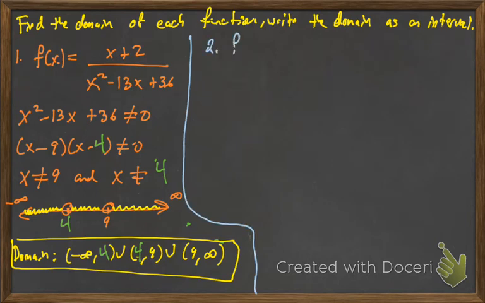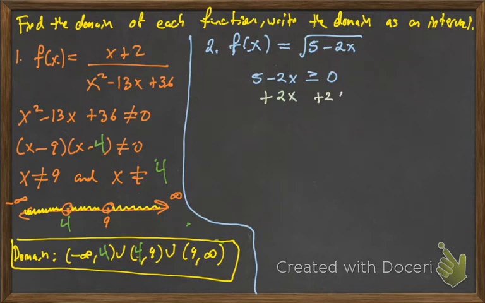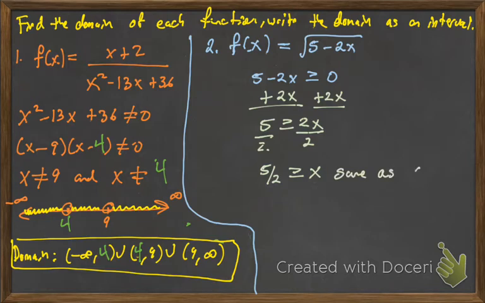Okay, let's look at another one. We'll look at f of x equals the square root of 5 minus 2x. This one does have a radical, a square root. So we're going to take the radicand, which is 5 minus 2x, and solve that greater than or equal to 0. We can add 2x to both sides, so we have 5 is greater than or equal to 2x. We'll divide both sides by 2, and so we will have 5 halves is greater than or equal to x. That's the same thing as x is less than or equal to 5 over 2.